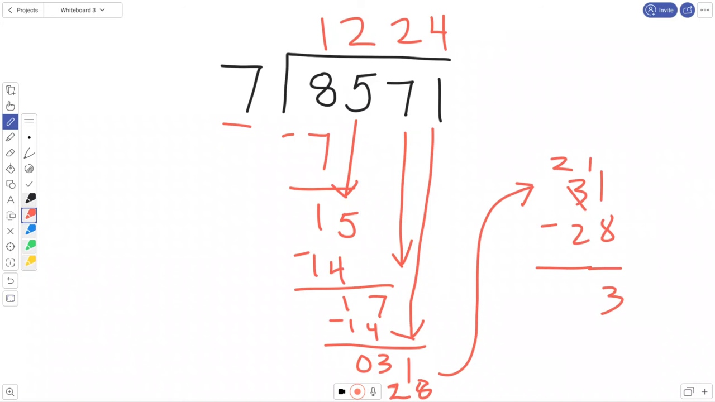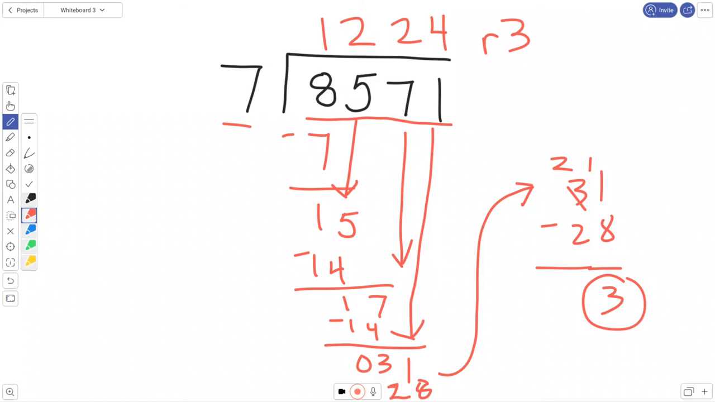I don't have any more numbers to bring down. All right, so we've run out of numbers to bring down. I still have 3 left over. 7 can't go into 3. So that means that we can't divide 8,571 by 7 exactly. So we would divide it up into 1,224 groups, and we would have a remainder of 3, or we'd have 3 left over. So in our answer, what we do is we put a little r, and we write how much is left over. All right, remainder 3.